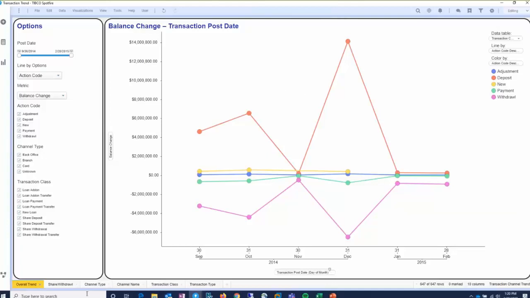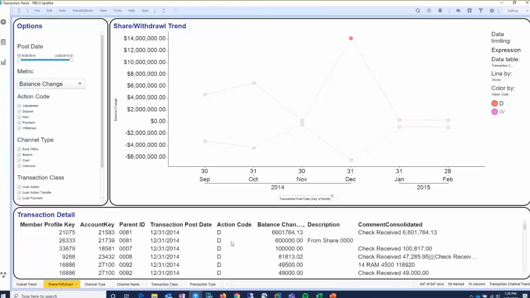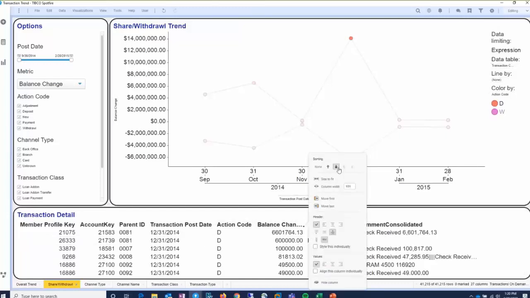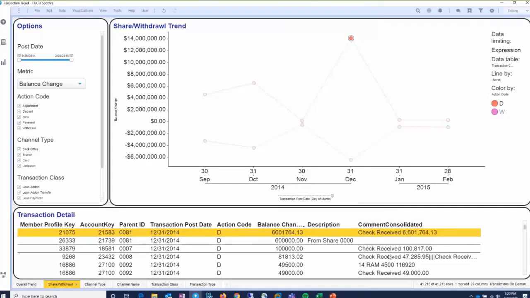And I'll show you in just a second, they could even look at spikes and say, let's take a look at that spike, and drill into the detailed records. So you're not stuck just looking at the aggregate records up here. You could see anomalies, drill into them, and sort by the balance change. Show me the largest one. Well, there was a check received for $6.6 million. Maybe we should follow up on that.